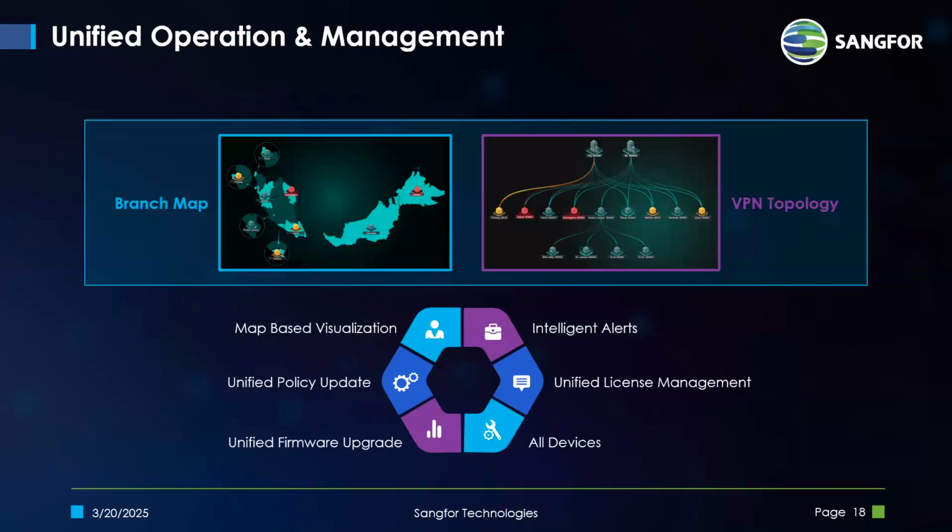So what are you getting? You are getting unified operation and maintenance, a very good dashboard with visibility of your topology, a map-based visualization, unified policy update, unified firmware upgrade, intelligent alerts on the entire topology and network, and unified license management on all the devices connecting to your central SD-WAN controller, which is Sangfor BBC.